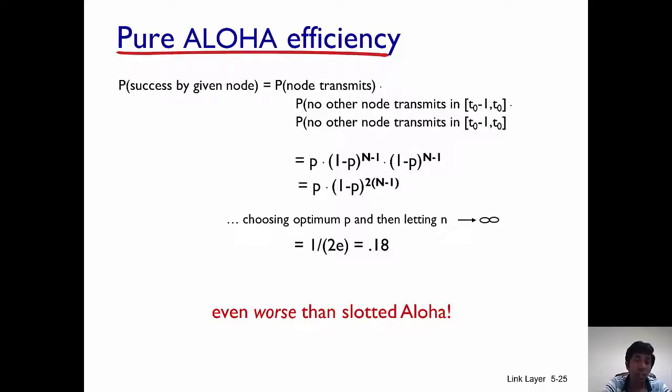Pure Aloha is the easiest to implement in practice because it's simple, there's no synchronization, it's completely decentralized. But such a protocol gives only 18% efficiency. The reason why Aloha and slotted Aloha are really important is that they tell you, if you design a very simple protocol, how well it is going to work. So that is why we teach slotted Aloha and pure Aloha.